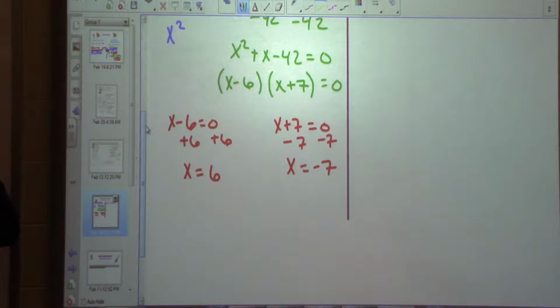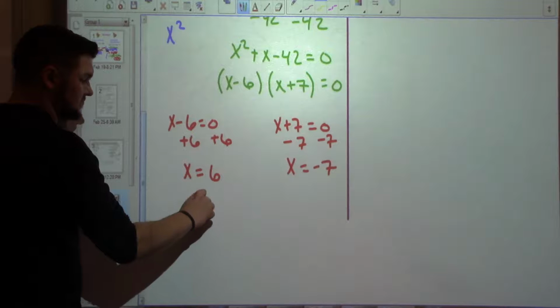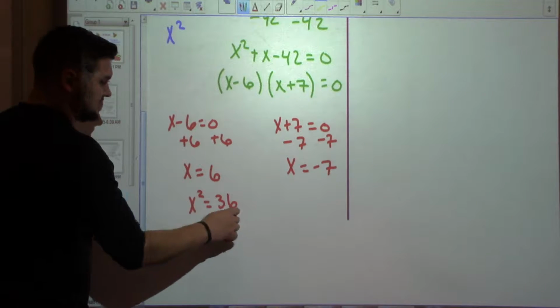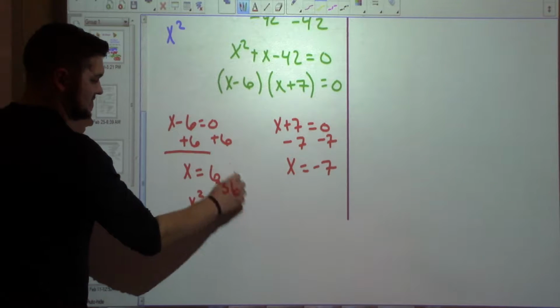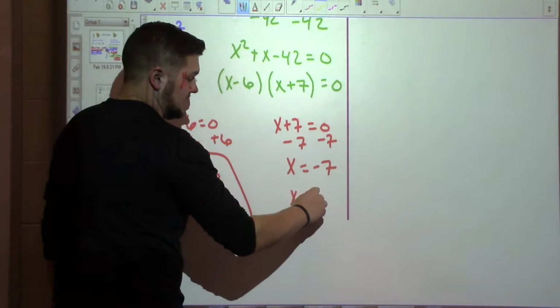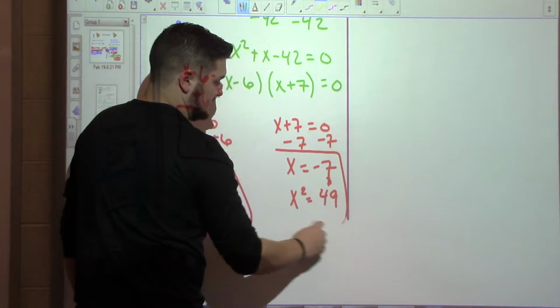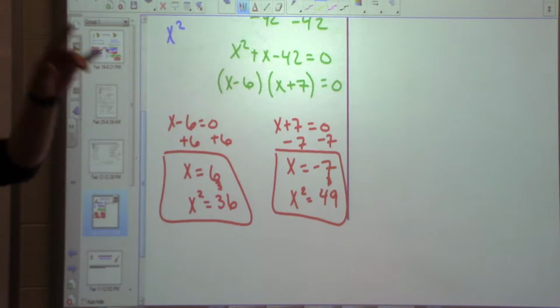Now, is that what the question was asking? No, that's what x was. The two numbers, yeah, it's 6 and 36. So it would be 6 and 36, right? Because x squared would equal 36. So 6 and 36 would be one answer. My other answer would be negative 7 and 49. So there's two separate answers I could have.